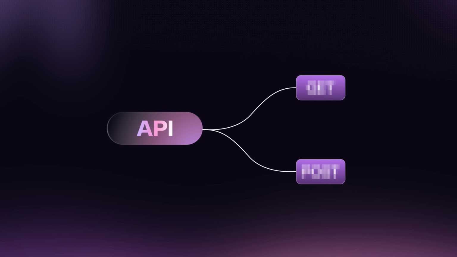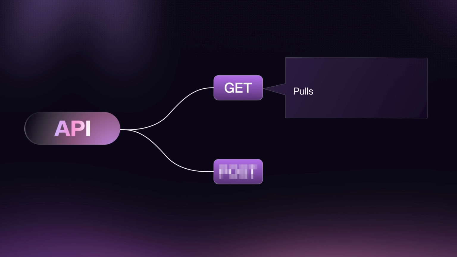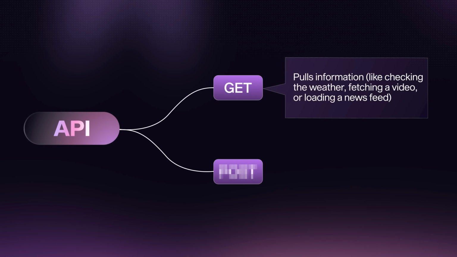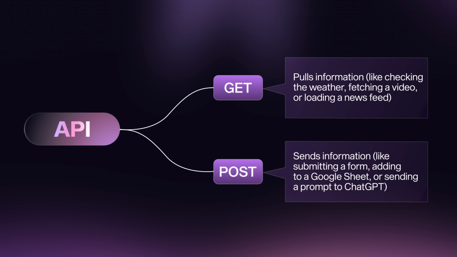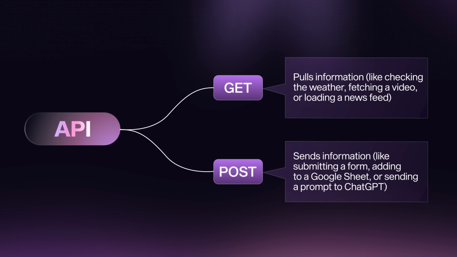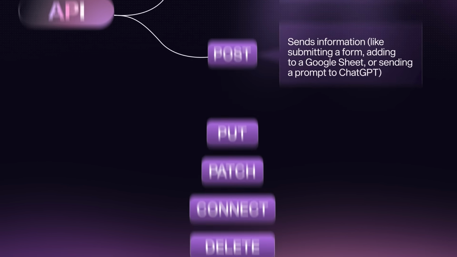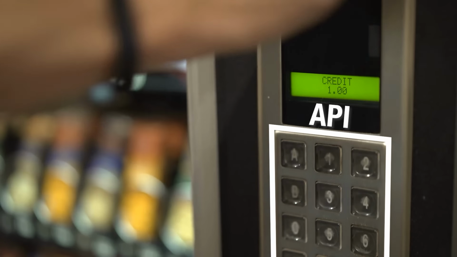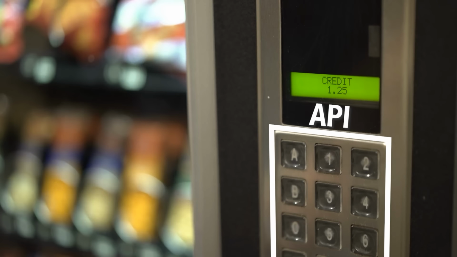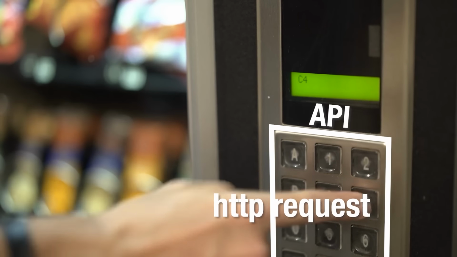And the two API requests you'll get most are GET, which pulls information like checking the weather, fetching a video, or loading a news feed, and POST, which sends information like submitting a form, adding to a Google Sheet, or sending a prompt to ChatGPT. There's others too, those are the main ones though. But in short, API is the options, like the buttons on a vending machine. HTTP request is actually pressing one of those buttons.